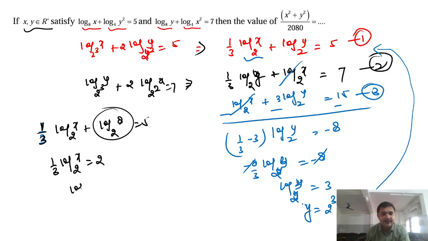3 will be cross multiplying. Log of x base 2 is equal to 3 into 2, 6. X is equal to 2 power 6, which is 64.